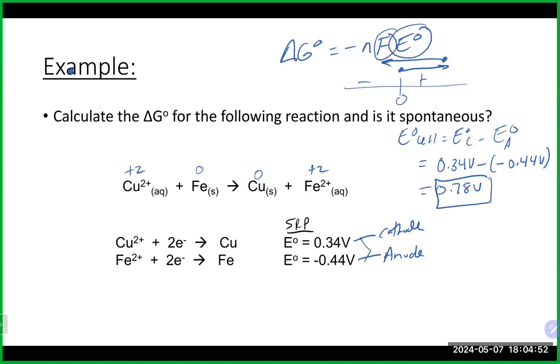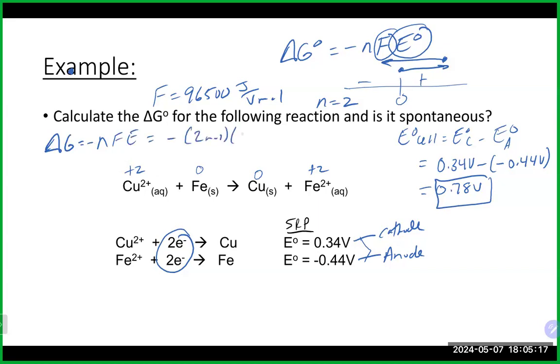Remember that F is a constant, so F is 96,500 joules per volt per mole. We do need to figure out N in this case, and we can see it is balanced and N should be 2. Again, we're not going to add those together. So putting into our formula, that's going to give us negative 2 moles, our 96,500 joules per volt per mole, and our voltage of 0.78 volts. Volts will cancel, moles will cancel. This is going to leave us our delta G in joules.